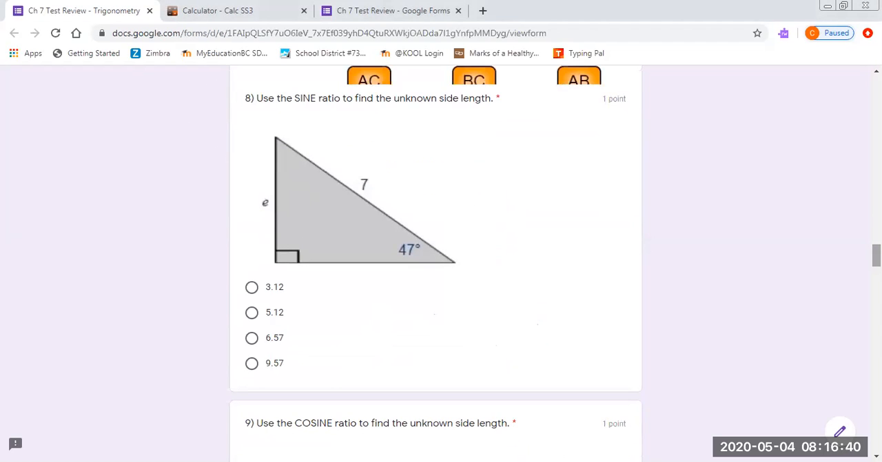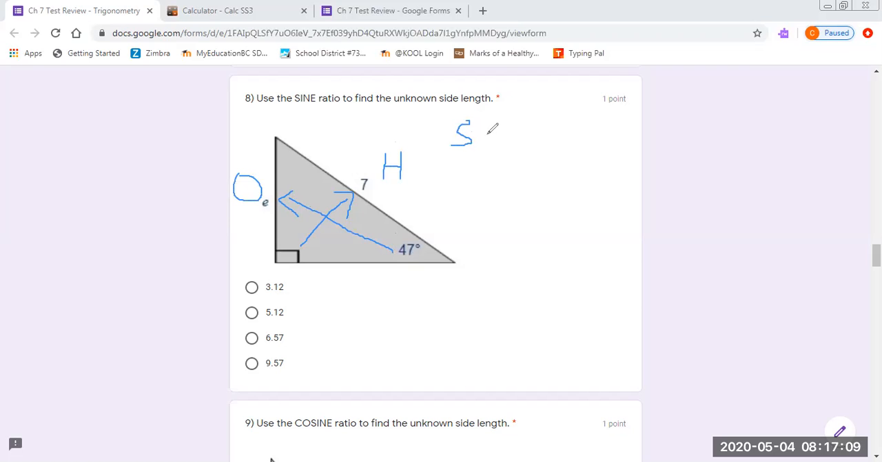Now, question 8, what we need to do here is use the sine ratio to find the unknown side length. We are told that we need to use a sine ratio, but really we should be able to figure that out ourselves, though for a few of the questions we are given this information. What we can see here is the hypotenuse, which is directly opposite the right angle. Directly opposite the angle we know is the opposite, and so therefore sine, which is SOHCAHTOA, opposite over hypotenuse, right?